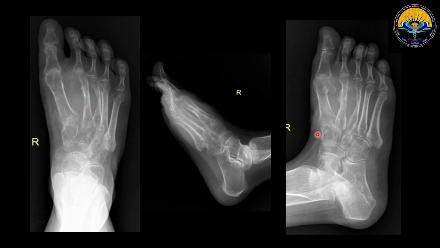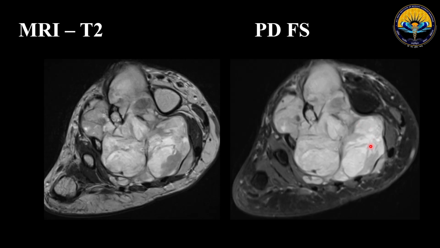So per se there is no erosion. However, here we can see some permeative type of lesion. So depending upon these X-ray findings, it may be a soft tissue lesion with involvement of the adjacent bone, and we can see scalloping. Scalloping indicates the chronic nature of the swelling in the patient. So the patient underwent MRI.